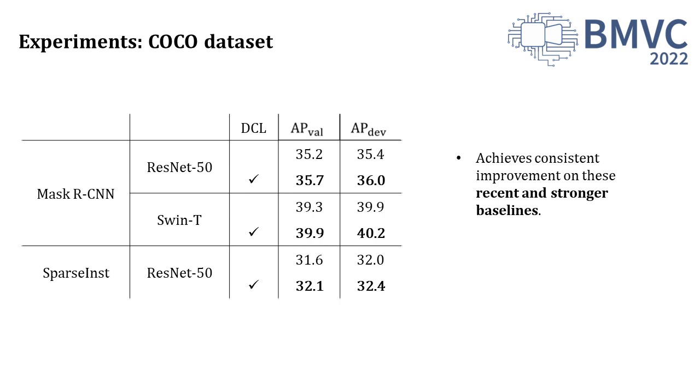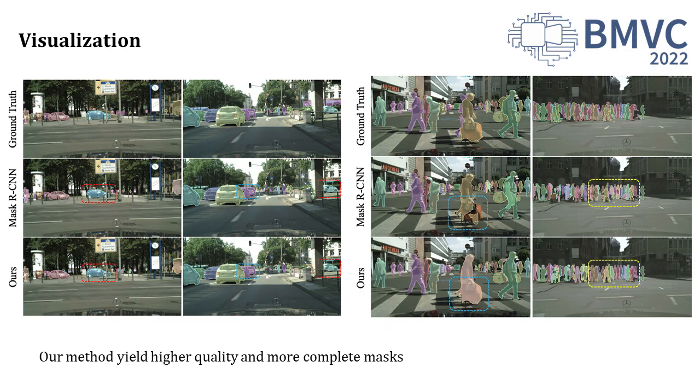We also report the results on SparseInst, which is a recent state-of-the-art real-time method, and Mask R-CNN with a larger backbone. The experiments were conducted on the COCO dataset. For SparseInst, we applied DCL to the output features of the mask branch. Our method achieves consistent improvement on these recent and stronger baselines.